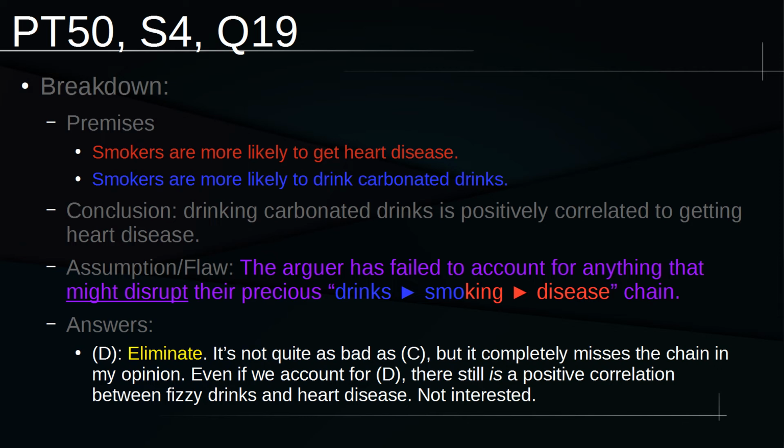D was another fairly easy elimination for me. It's not quite as openly bad as C, but in my opinion, it completely misses the chain. Even if we account for D, this whole genetic predisposition thing, there still is a positive correlation between fizzy drinks and heart disease, according to answer choice D. So I'm not interested. It doesn't break the chain so much as add a weird adjustment to it, maybe? Either way, if you believe that D is true, there still is a positive correlation between drinks and heart disease. And that's what our arguer wanted, and so D doesn't really sound like a characterization of the arguer's flaw.